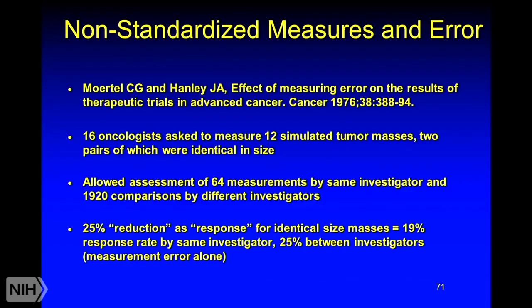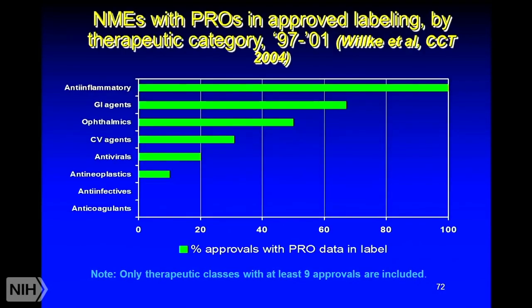The interesting thing is that reduction is way bigger than the average tumor shrinkage in a trial. So that much noise, from measurement error alone, is going to sink your trial. The reason I put this in here is just to show you the percentage of approvals that have used patient-reported outcomes.